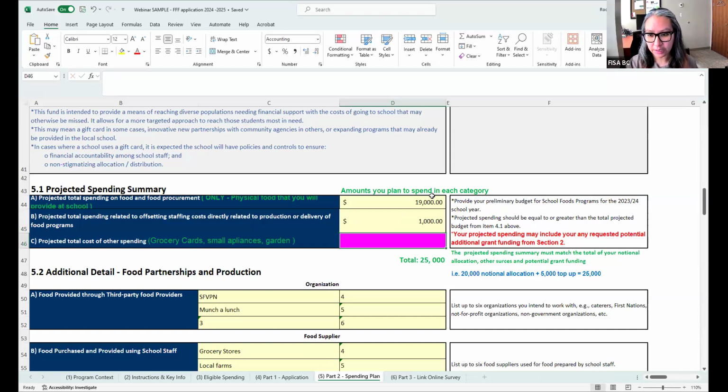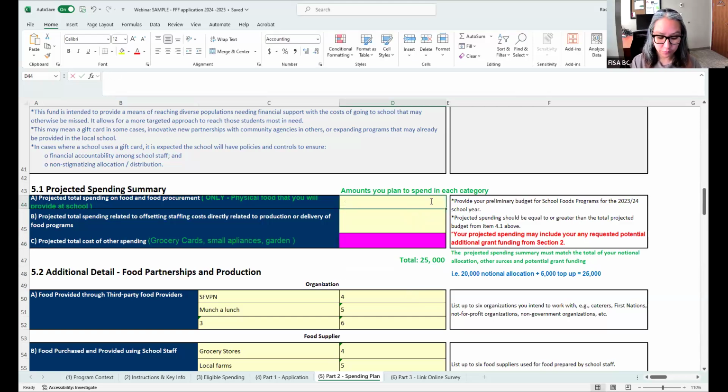So here when I count, I have 20,000, but I still remember that I'm going to do it with my big number. So I'm still using letter C. And letter C is when you're going to include your grocery carts, small appliances, or anything that you're going to use in your garden. So remember, this is only for grocery carts. Let's say that your school this year is only going to use grocery carts. Your full amount goes here.